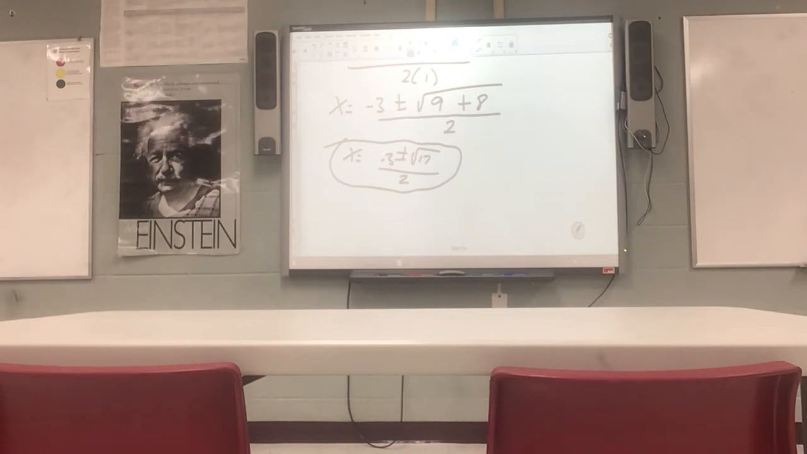Alright, let's try one again. This one says 25x squared minus 18x equals 12x minus 9. The directions say to solve. Today, the only way we're allowed is using the quadratic formula.